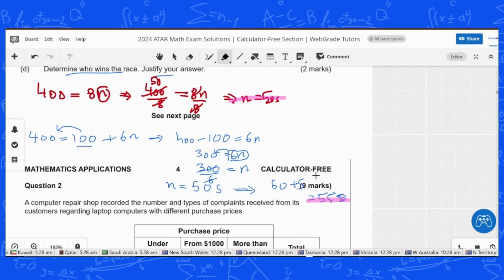Who is faster? Basically, the year 12 student finishes in 50 seconds and the year 8 student finishes in 55 seconds. So the year 12 student wins the race by 5 seconds. Your final answer will be: the year 12 student wins the race because they finish 5 seconds faster due to the year 8 student's delay.